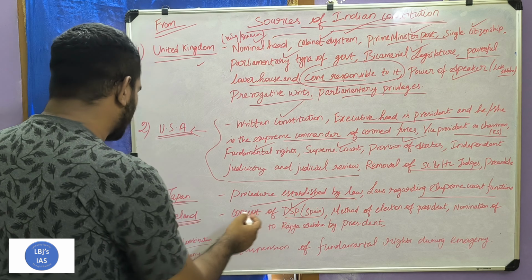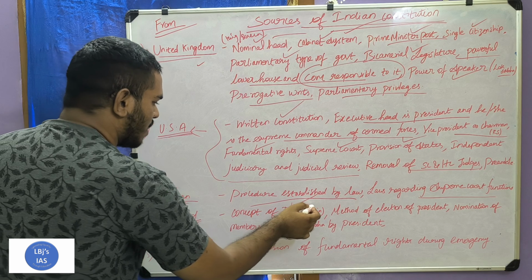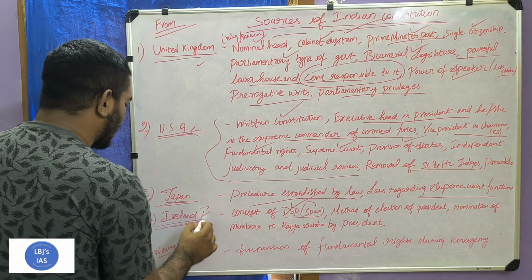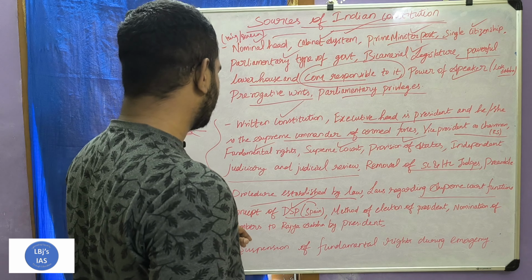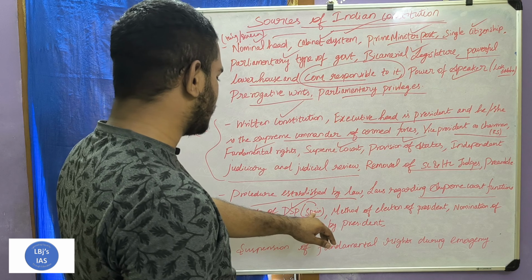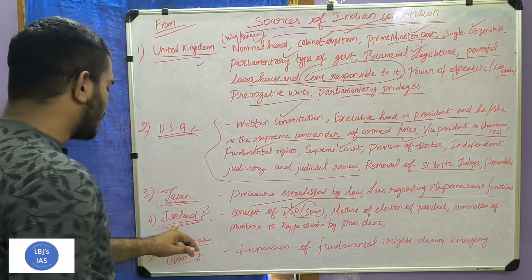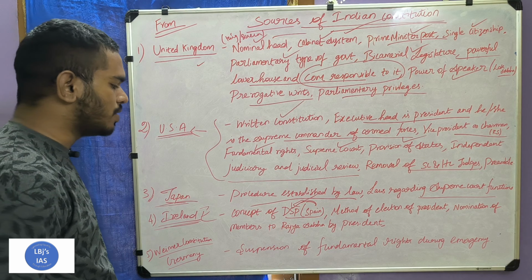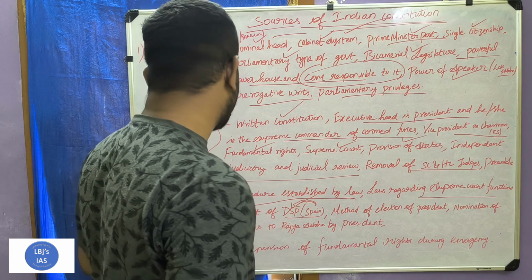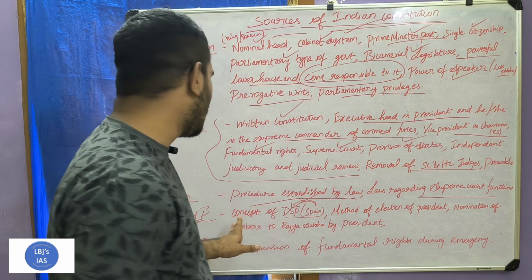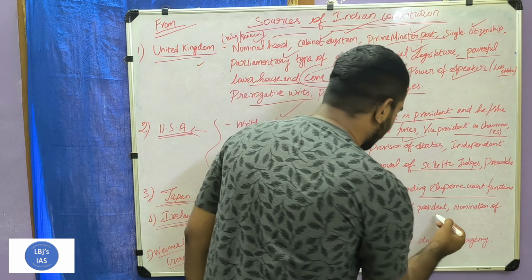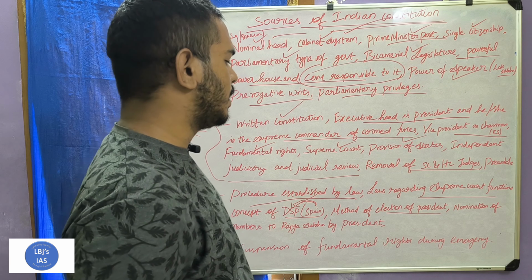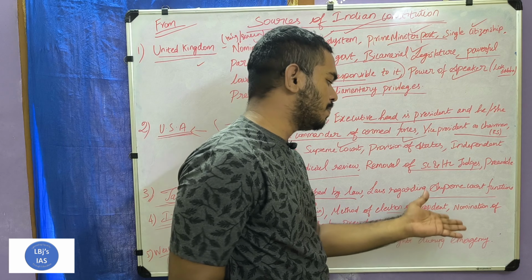So this DSP was already taken from Spain by Ireland. These principles, the directive state principles, were taken by Ireland from the Spanish constitution, and our constitution makers took it from the Irish constitution. Next, the method of election of a president. So president election, and it's a procedure.